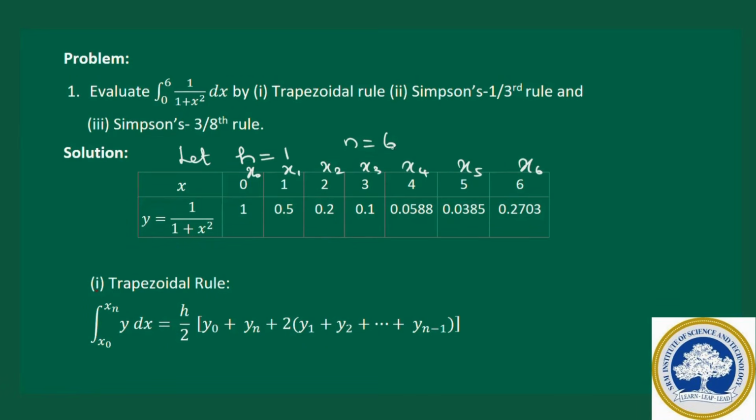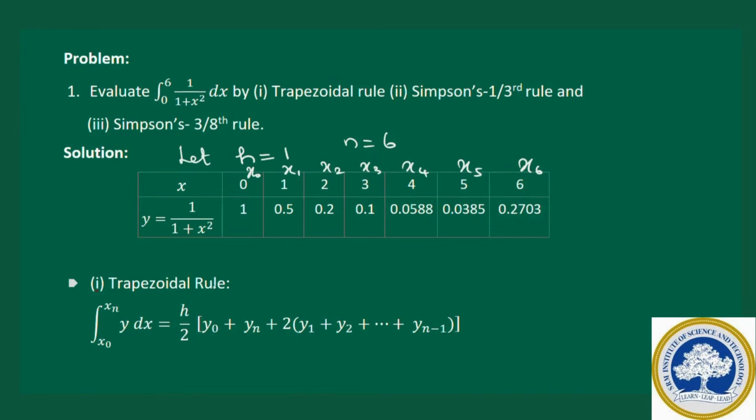Okay, so n is equal to 6 means, as I told you, the trapezoidal rule is applied for any value of n, so we can always apply the trapezoidal rule. Simpson's 1/3 rule is applied only when n is even, and 6 is an even number, so we can apply Simpson's 1/3 rule. Similarly, Simpson's 3/8 rule is applied when n is a multiple of 3, and n equal to 6 is a multiple of 3. So for this particular problem, since we have considered h is equal to 1 and the data from x0 to x6, we can apply all three rules here. First let us start with the trapezoidal rule.